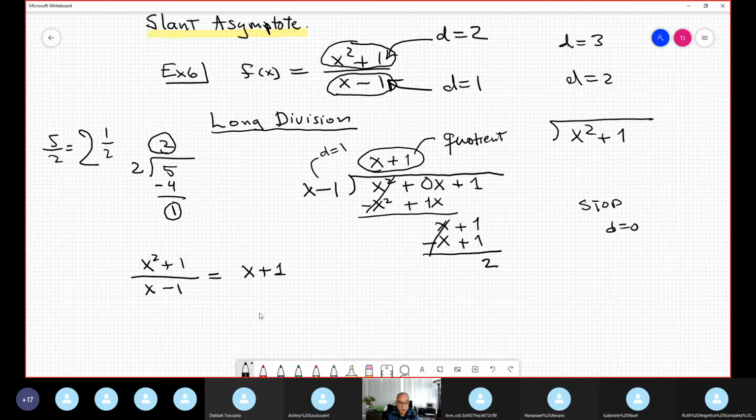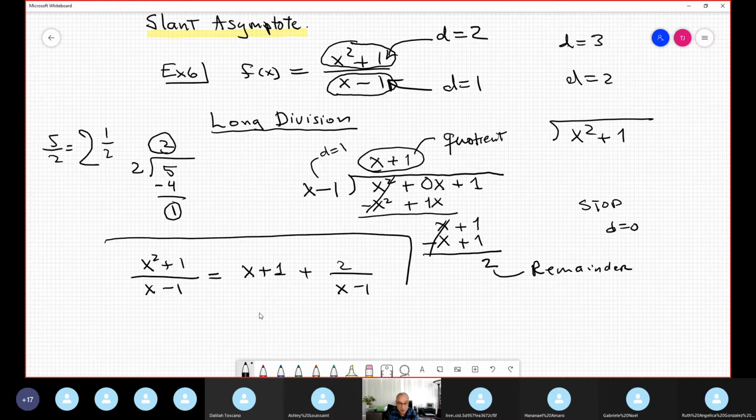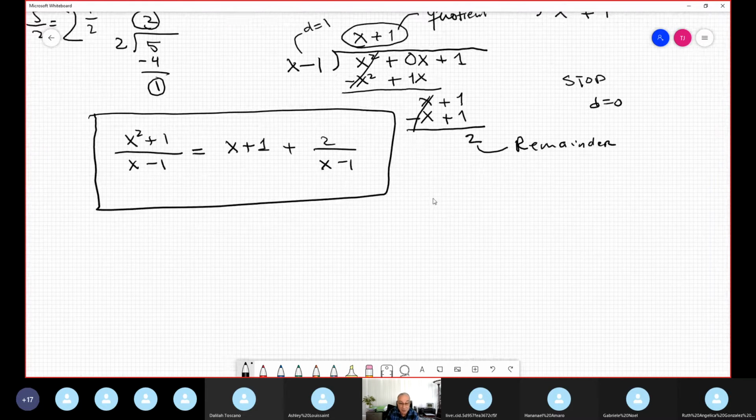I copy the quotient, okay, the quotient is x plus 1. I copy the remainder, which is 2, and the divisor in the bottom, x minus 1. For sure, these expressions are perfectly equivalent. It's the same thing. But what is the difference? I can see clear like water that that part represents the slant asymptote.